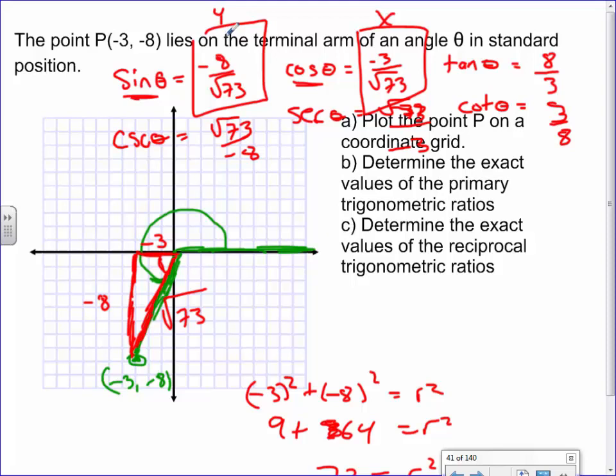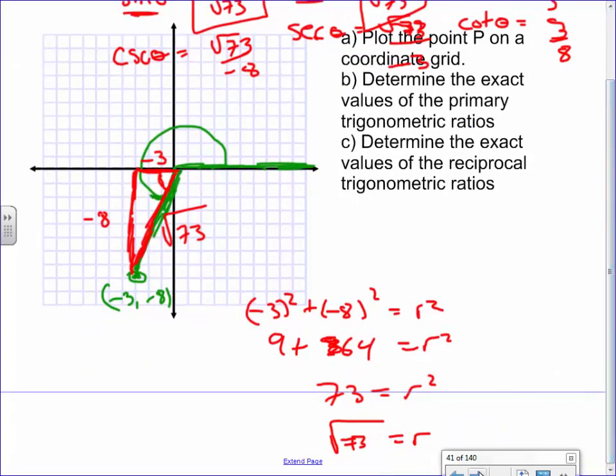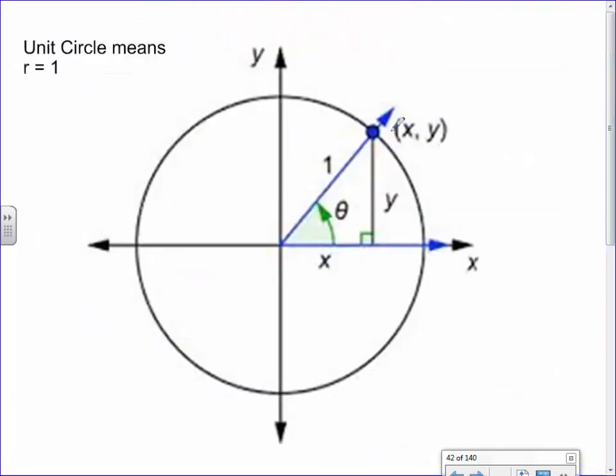Because remember, how did we make it a unit circle? We just divided everything by, in this example, root 73. Right? Well, isn't sine just that number divided by root 73? Isn't cosine just that number divided by root 73? So in a way, what I'm trying to show you here is that this xy point right here, if it has to be a unit circle, it's actually really easy to find. The x coordinate is the cosine of your angle, and the y coordinate is actually the sine of your angle.